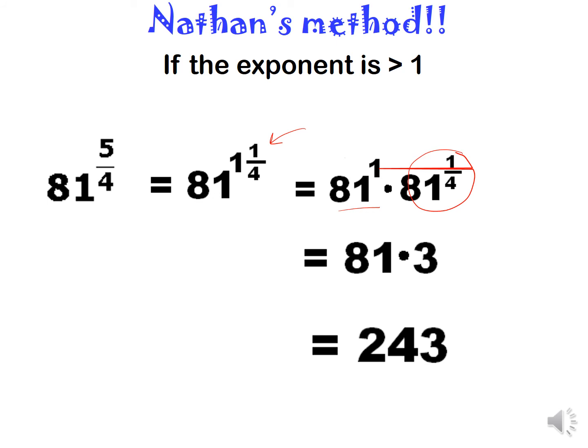Okay, you can still do it this way and solve it and get 3 to the 5th, which is also 243, but most students, once they learn Nathan's method, like that the best.